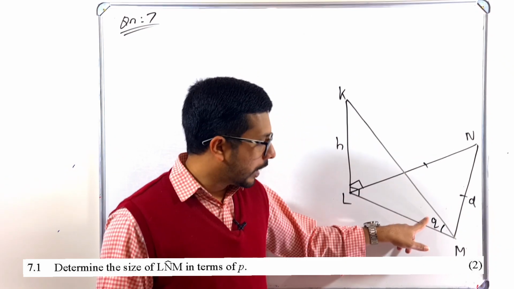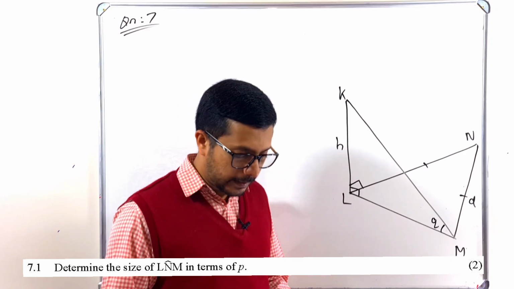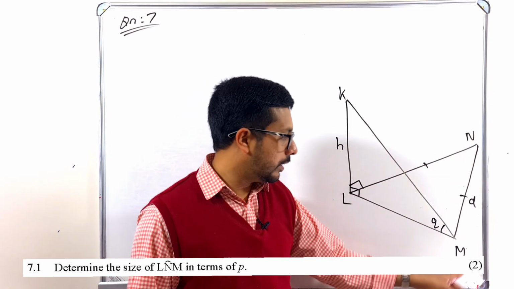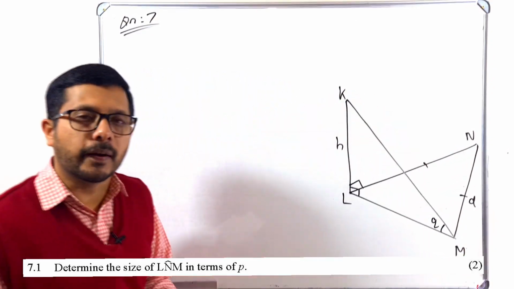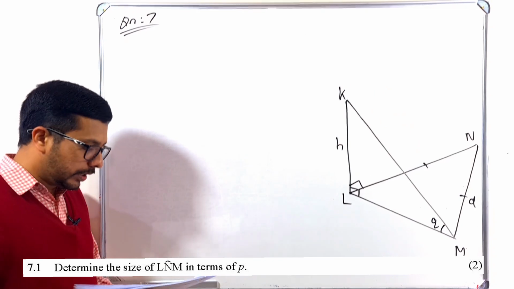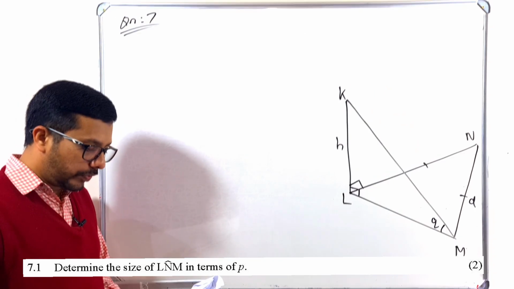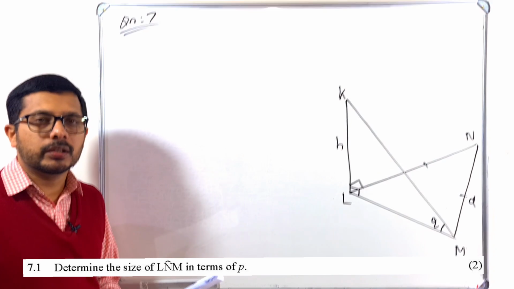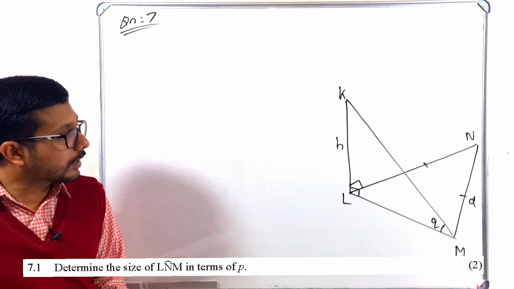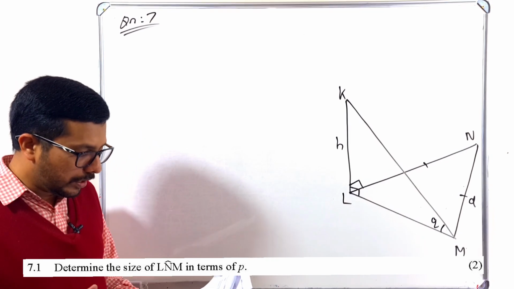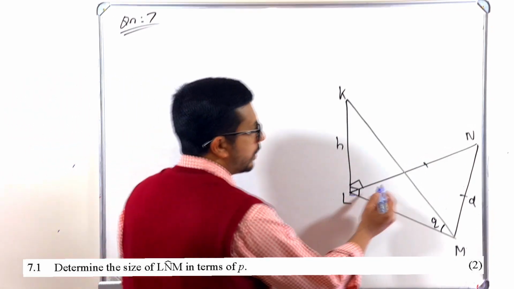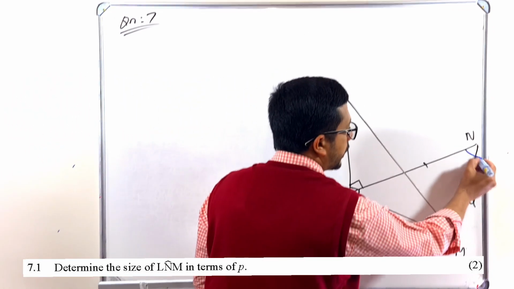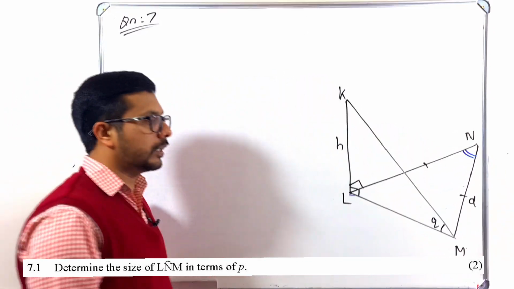Okay, and this angle is q, and that's all. This is n, this is m, l, k. Now what is the first question? Determine the size of angle LNM in terms of p. You have to find the size of angle LNM, that means this angle. You have to find what that angle is.